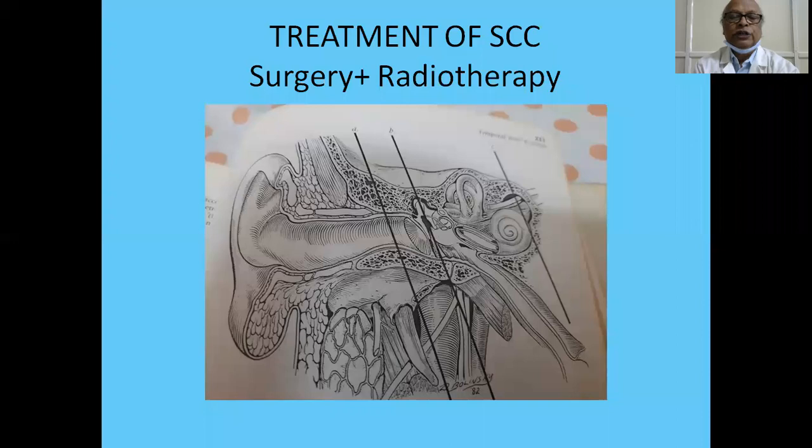Partial temporal bone resection, that is, the tympanic part of the temporal bone can be excised along with the drum head and a graft put in. But if the lesion extends into the middle ear cavity, with or without facial paralysis, without involving the medial wall of the middle ear, then you have to do a subtotal dissection of the temporal bone. Nothing less than subtotal dissection of the temporal bone.